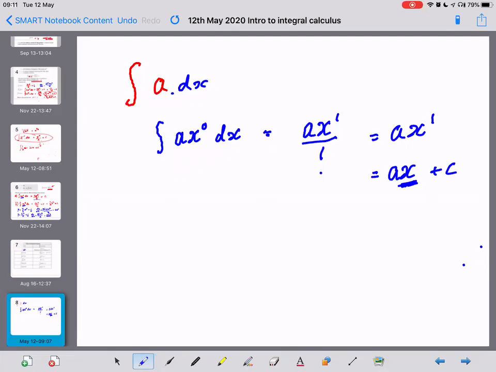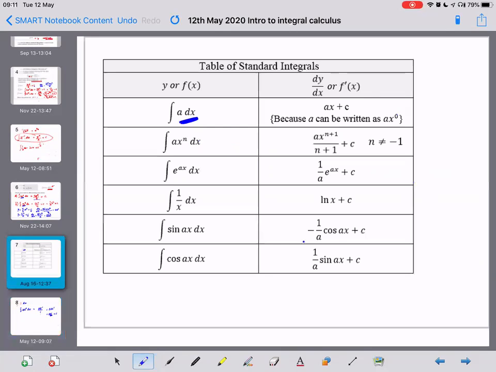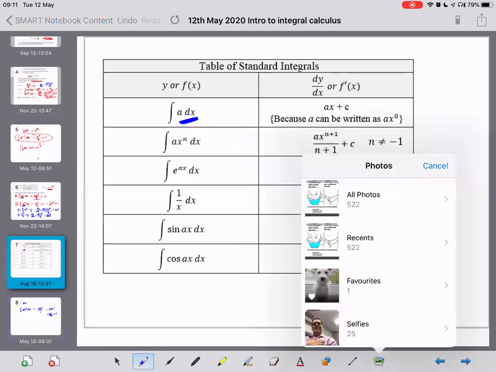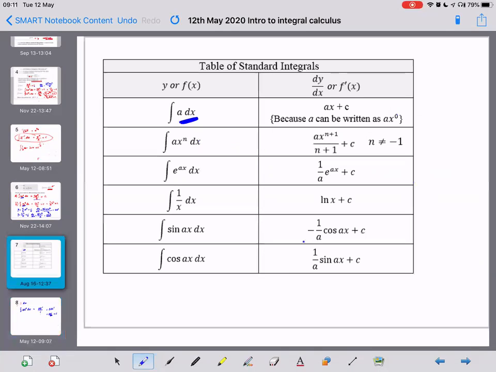When you integrate a constant, the variable of integration comes back with a power of 1. So that's the first one in the table. If we integrate a constant, we end up with that constant times x plus c. If we do e to the ax, the result is 1 over a. So bring the a out and divide it into 1. Then we keep e to the ax plus c on the end.